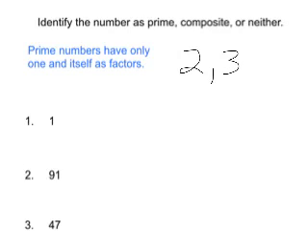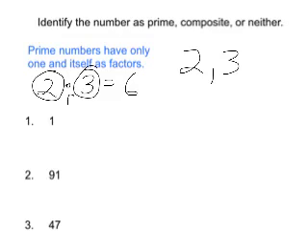3, prime number, only 1 and itself are factors. Oh, and what are factors? Well, factors are like, say, 2 times 3 equals 6. The 2 and the 3 are factors. 6 is the product. So any two numbers multiplied times each other, or a number and a variable or whatever, they're all factors.